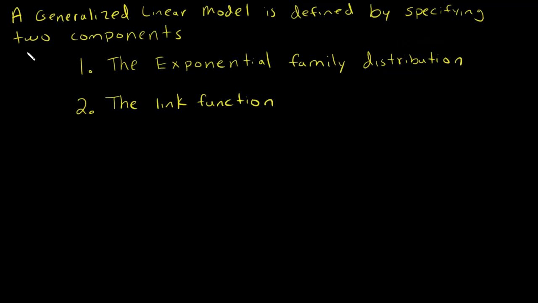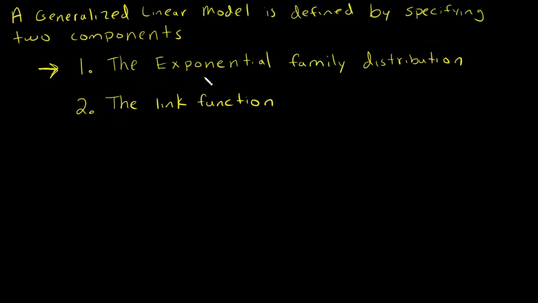All right, in this video, I want to begin a discussion on generalized linear models. And generalized linear models are defined by specifying two components. First is the exponential family distribution, which is for your response variable, or y. And then the second is the link function. Okay, so first right now, I want to focus on this first component here. And then we'll talk about the link function a little more later.